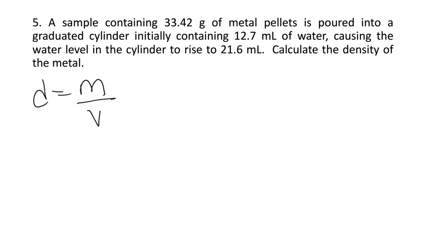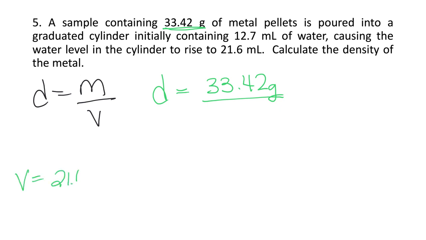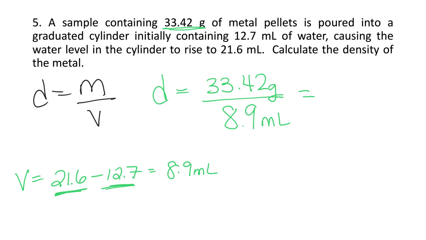I'm not going to put the little circle with the upside down peace sign in it because we did that on the last slide. So let's look at our numbers. This is our mass, 33.42 grams. Now to calculate the volume, it's 21.6 minus 12.7. This is the volume of the water without the pellets, and this is the volume with the pellets. When we subtract the two, it gives us 8.9 mL, which is the volume of just the pellets alone. And when we do that, it's 3.76 grams per milliliter.